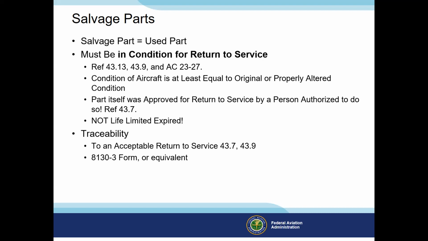And as Daryl said, the 8130-3 form or equivalent could be a yellow tag from a repair station if that's what they're using in their system. But normally nowadays we see 8130-3s and with the return to service.